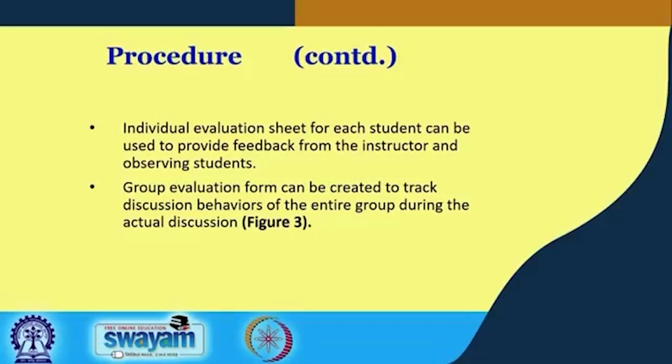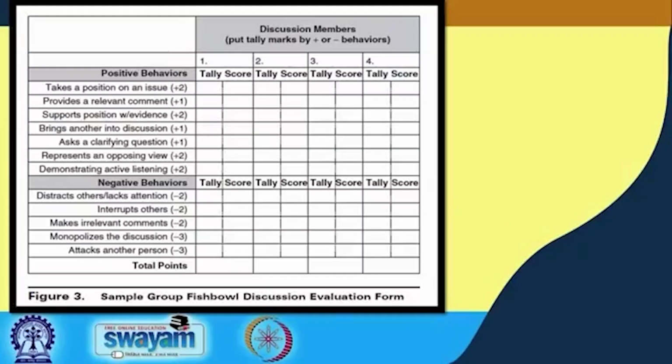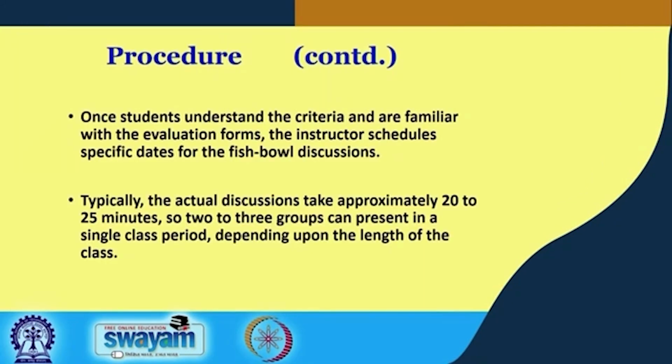Apart from that individual evaluation sheet, we have a group evaluation form as well, and that can be for the 8th or the 7th member of the team who are observing the bowl of the fishbowl discussion. So this is figure 3, and it shows the sample group fishbowl discussion evaluation form. As we have done in figure 1, we have positive and negative behaviors on the sheet.